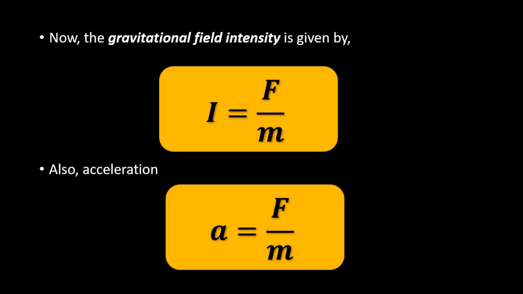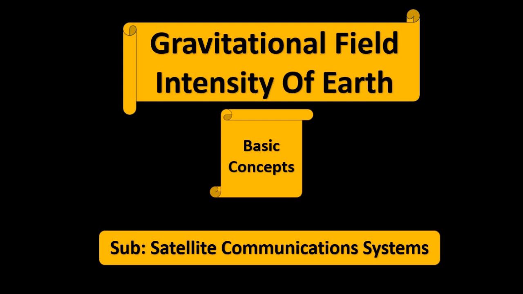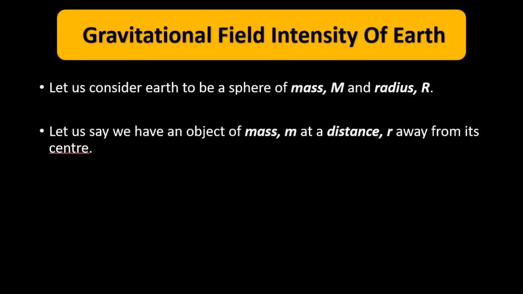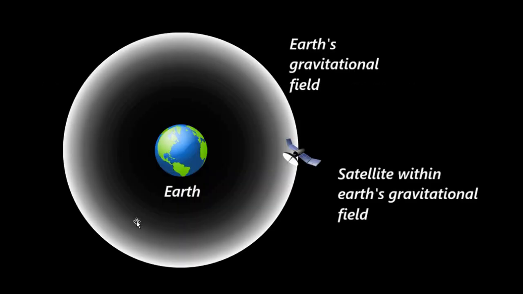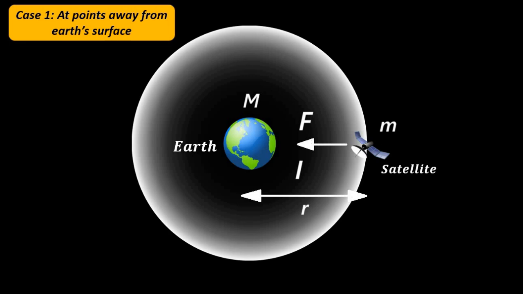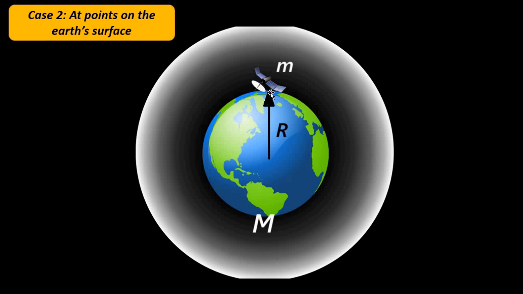Now, for the gravitational field intensity of Earth, there are two situations. As Earth is a sphere and we consider it to have homogeneous mass distribution, it will produce its own gravitational field, and any object within its sphere of influence will experience a gravitational force. So we can divide this discussion in two parts. In the first case, we'll find the gravitational field intensity at points far away from the surface of the Earth, and in the second case, at points or objects located on or very close to the Earth's surface.